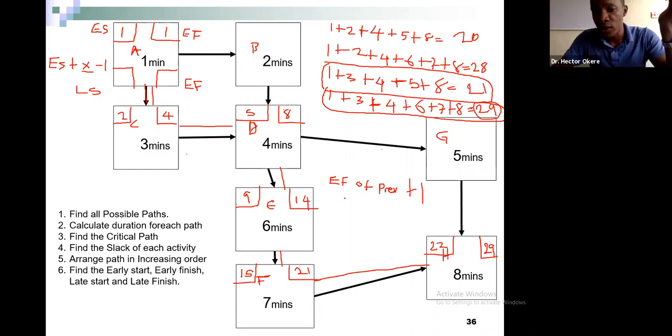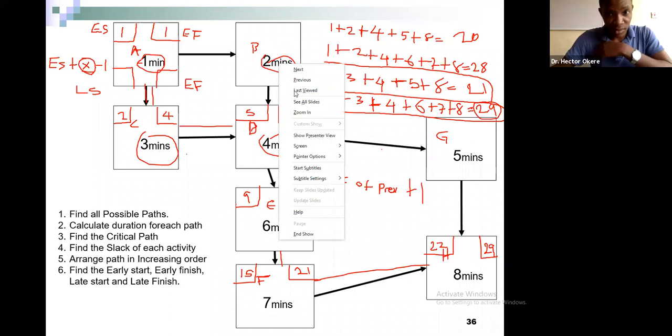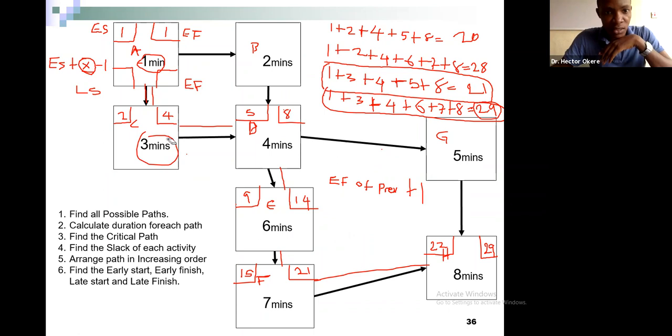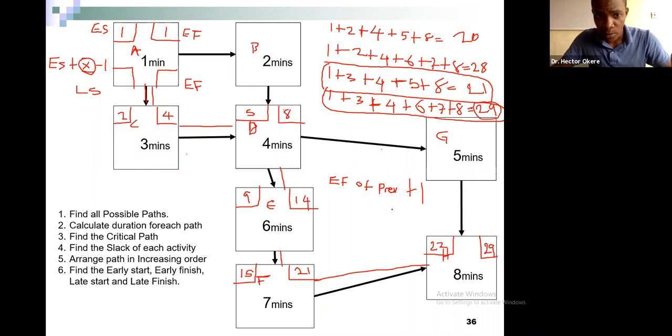This is the calculation for early finish: early start plus X. What is X? X is your value. These are all X. This is value, this is value, this is value, this is value, this is value. All right. Do you understand it up until this point, the content?